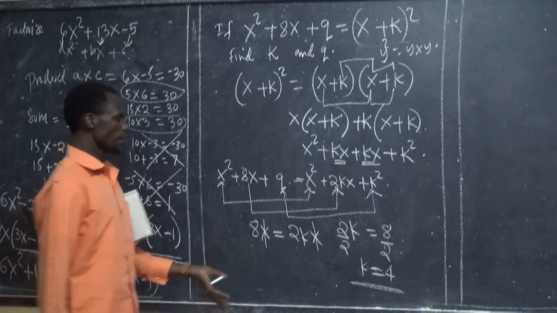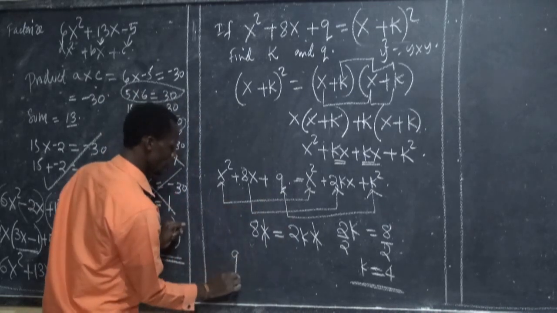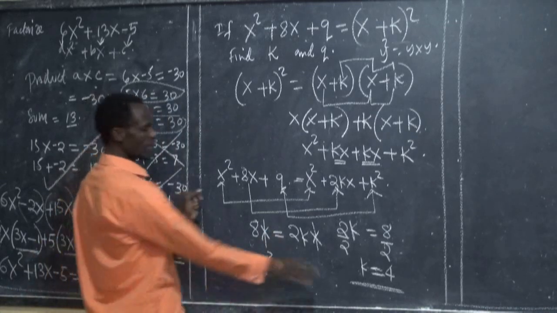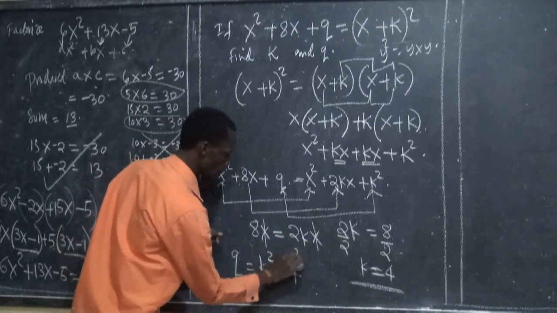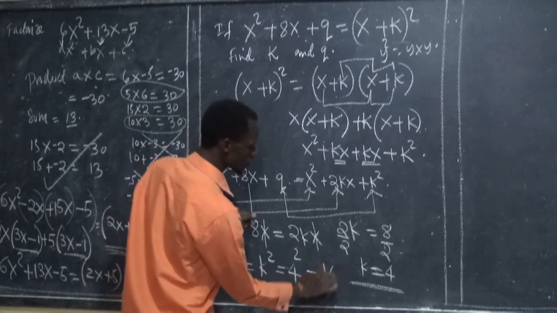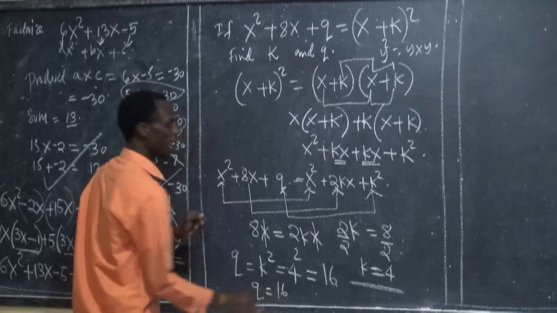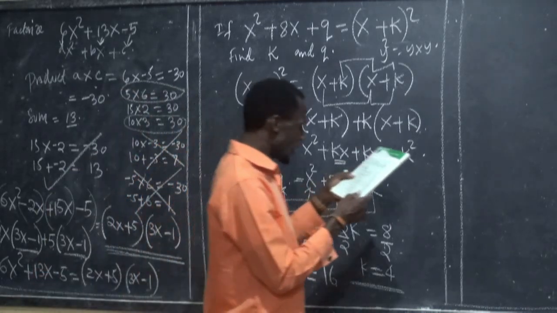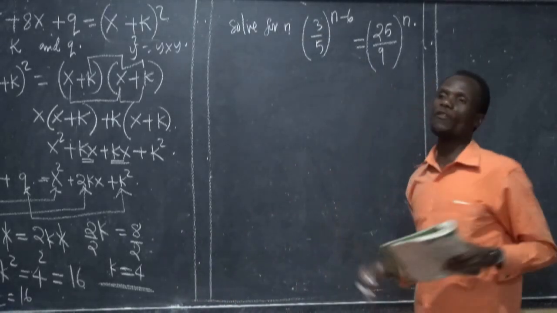If now k is equal to 4, but remember here, q is equal now to k squared. But k is equal to 4, that is to say now it is equal to 4 squared. Now 4 squared means 4 times 4, which is equal to 16. Therefore, q is equal to 16 and k is equal to 4. That's all.